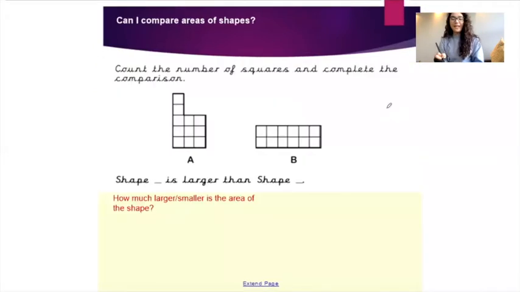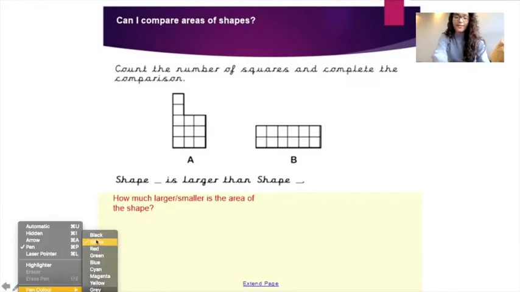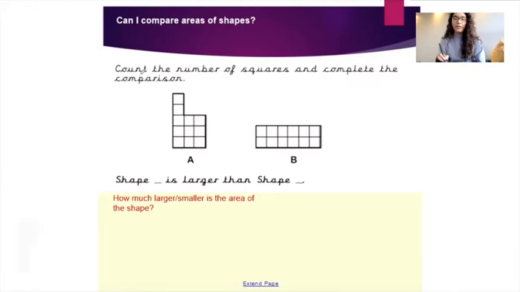So, next question. Count the number of squares and complete the comparison. So let's count the number of squares first then. If we look at shape A, how many squares does shape A have? 1, 2, 3, 4, 5, 6, 7, 8, 9, 10, 11. So shape A has 11 squares. What about shape B? If you said 12, you are correct.